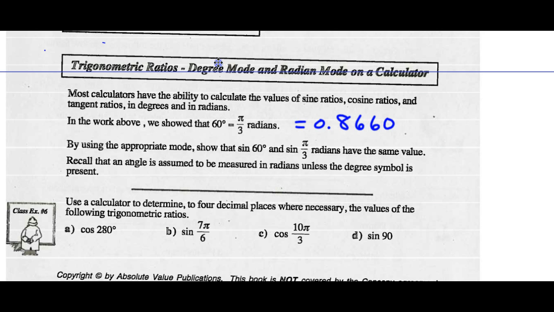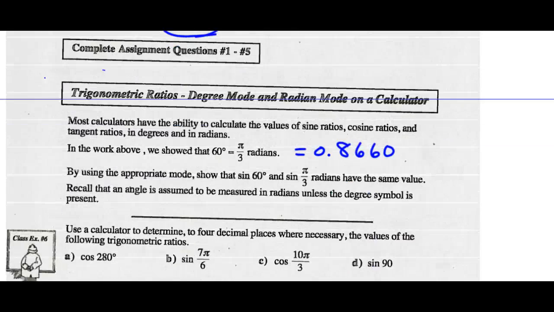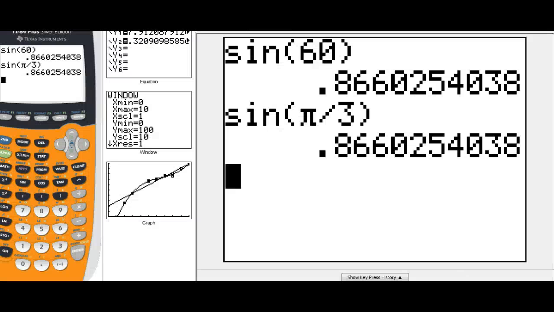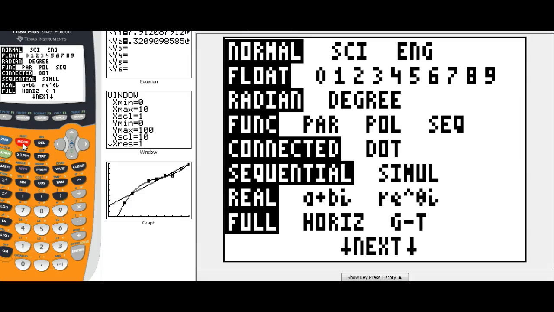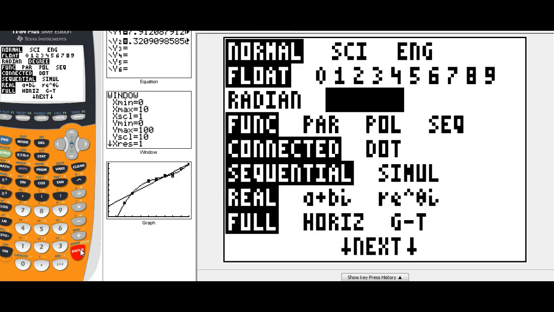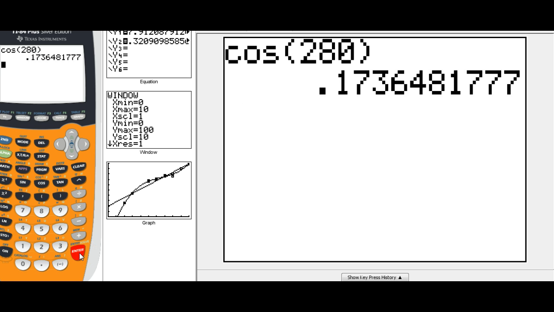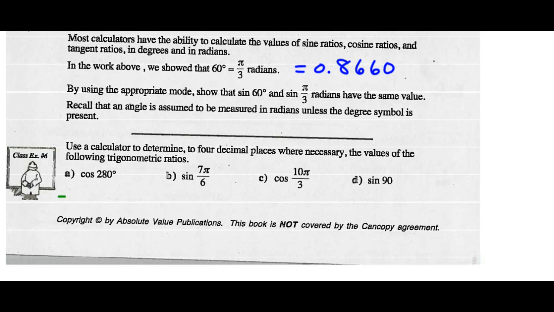Example 6 then. Use a calculator to determine, to 4 decimal places where necessary, the values of the following trig ratios. All right. So cosine of 280 degrees. Make sure our calculator is in degree mode. So mode, put it in degree mode. And we want the cosine of 280 degrees. So that's 0.1736, equals 0.1736.